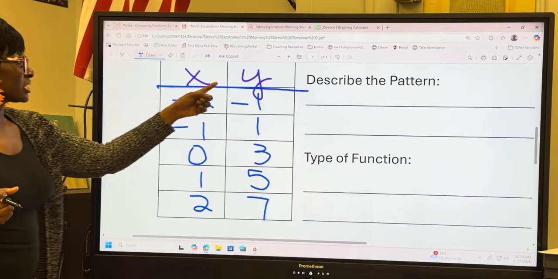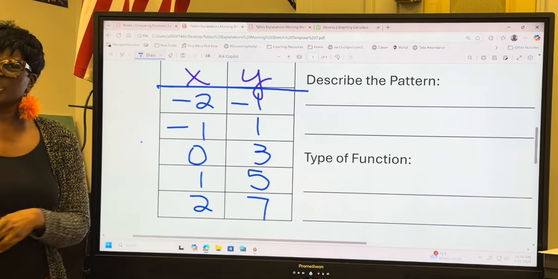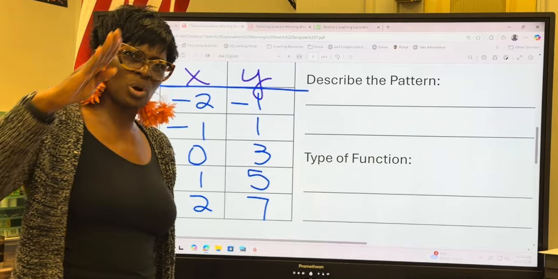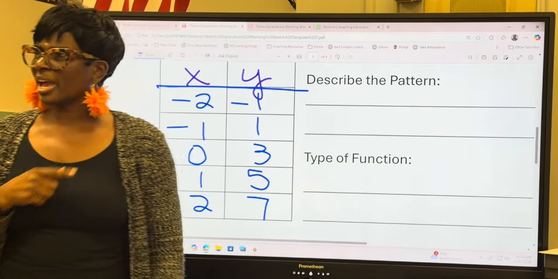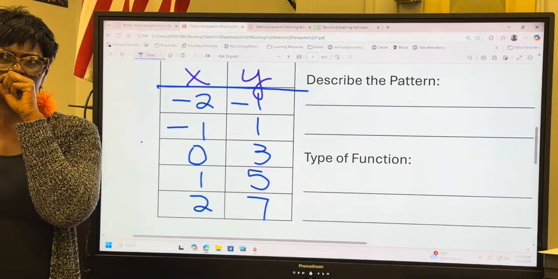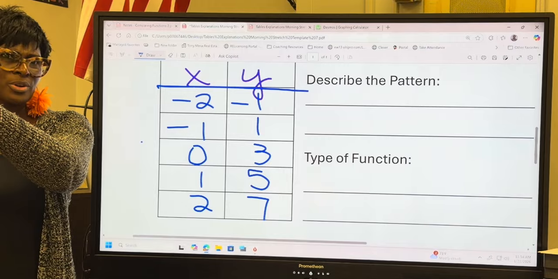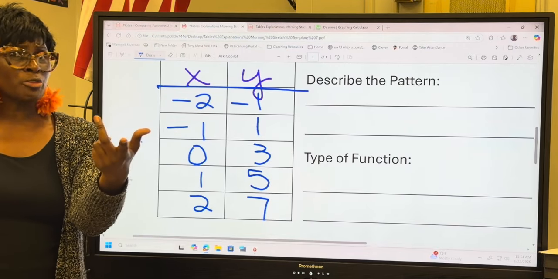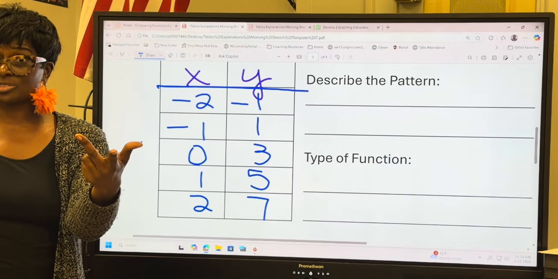What is it doing here? Is it increasing or decreasing? Increasing. So we got a line that's constantly going what? Up. Okay, so this could be that. So if this is that, what then can we eliminate? Absolute value and quadratic, because they both change directions, right?